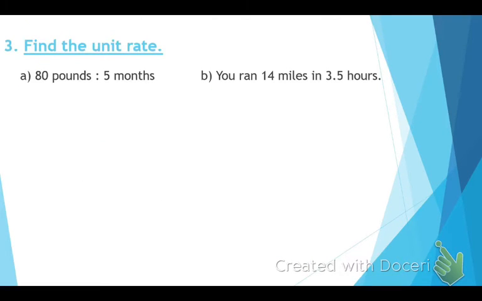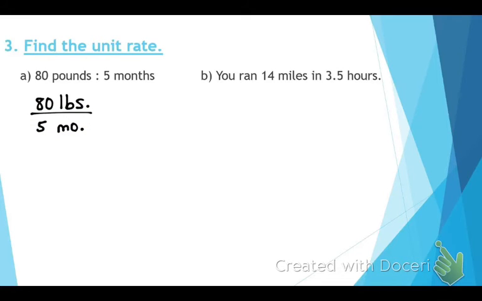Okay, section number 3 says to find the unit rate. If you remember, we talked about unit rate has to have a denominator of 1, okay? So I'm going to take the first thing that I have there and divide it by the second thing. So 80 pounds to 5 months can also be written 80 pounds to 5 months. But remember, I don't want a denominator of 5. I want a denominator of 1.